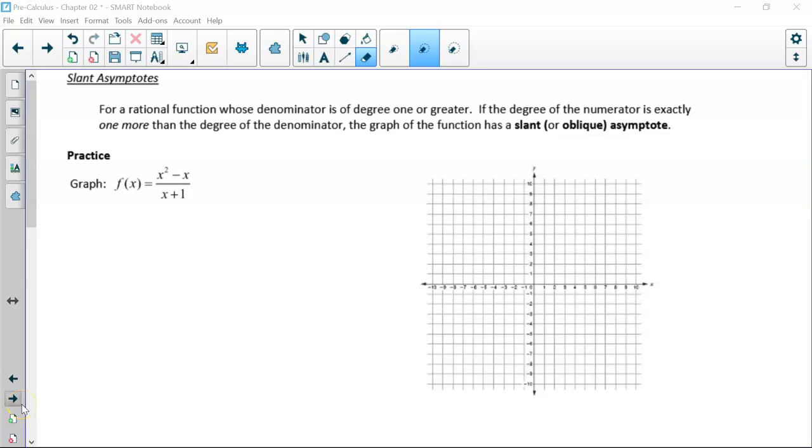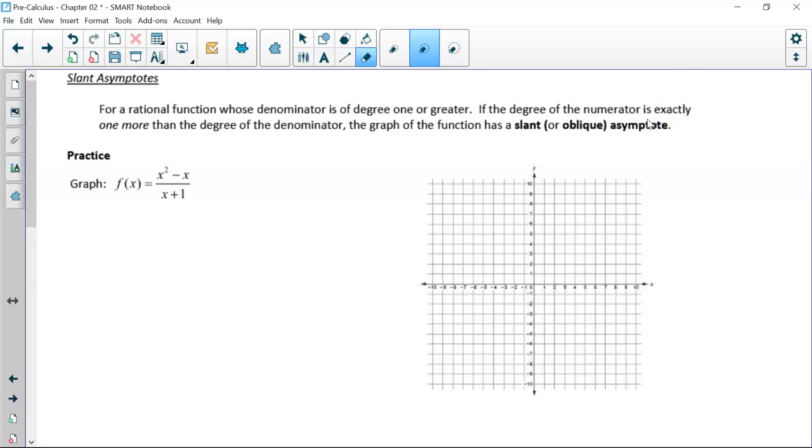Welcome back to part 3 of section 2.6, our final section in chapter 2. We're going to be talking about slant asymptotes. We've already talked about horizontal asymptotes and vertical asymptotes. Now we have a slant or oblique asymptote. It's a diagonal. A slant asymptote occurs only when the degree of the numerator is exactly one more than the degree of the denominator.